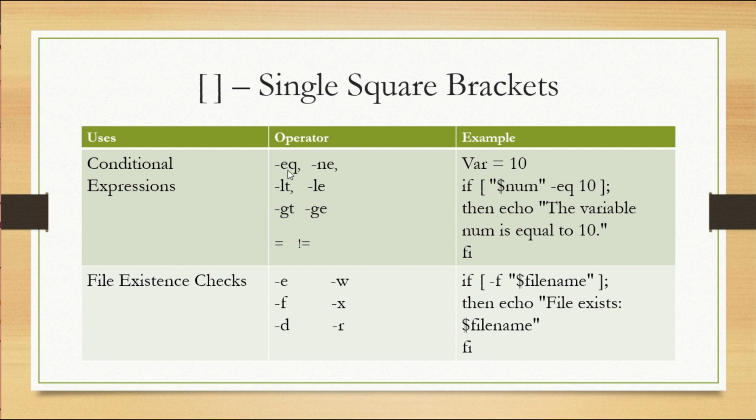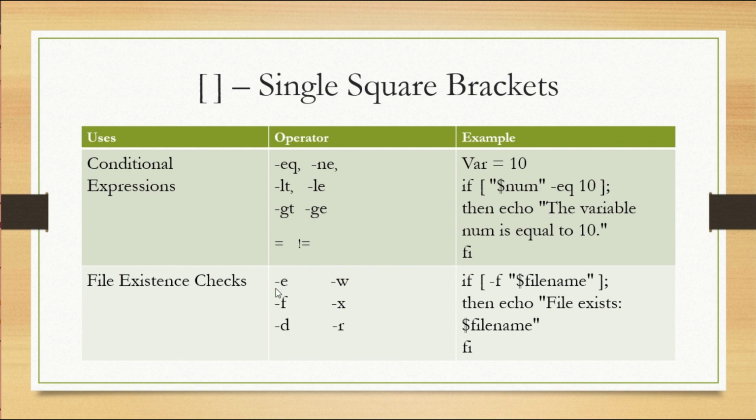These are the operators. So in our example, we have a variable var that is assigned 10, and we are going to use the if statement to check if our variable is equal to 10. And if our variable is equal to 10, we are going to echo the variable is equal to 10, and we are going to end our if statement. We know our var is equal to 10, so we expect the output to be the variable is equal to 10.